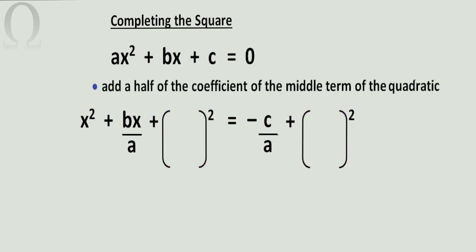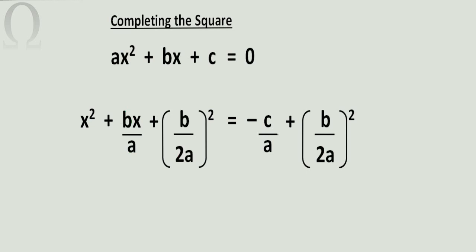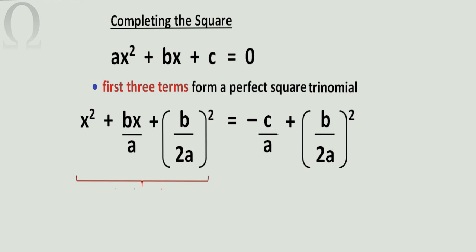Inside these brackets, we place half the coefficient of the middle term, of the quadratic equation. The coefficient of the middle term is b over a. Half of b over a equals b over 2a. So, b over 2a gets placed in each of these brackets. The terms on the left-hand side of the equation will form a perfect square trinomial. So, open up a set of brackets, and square it.